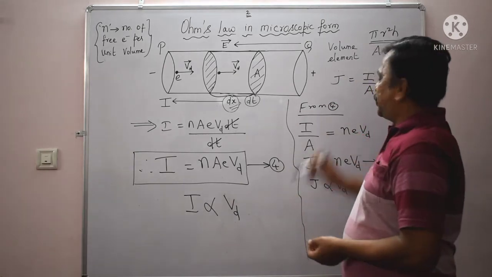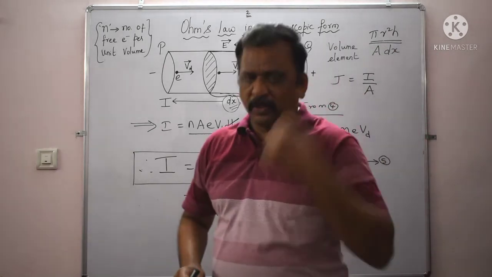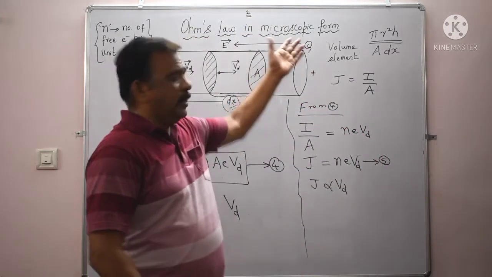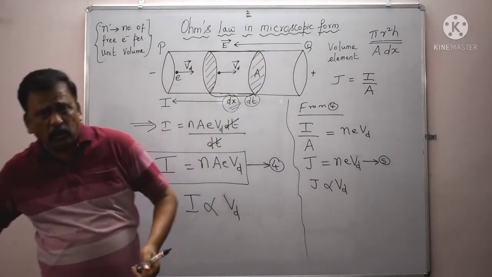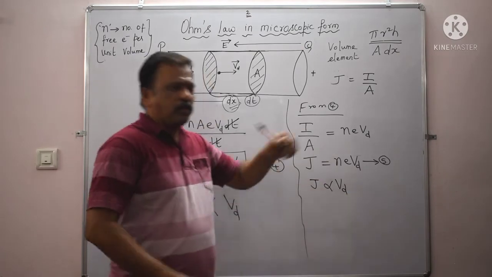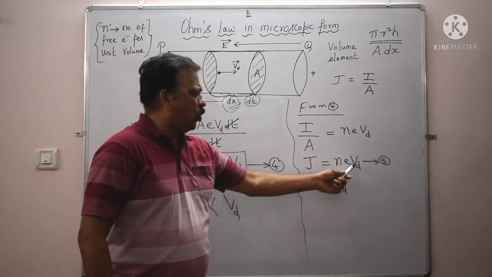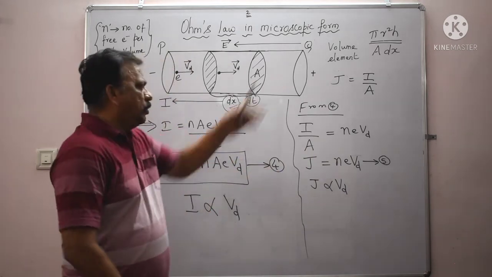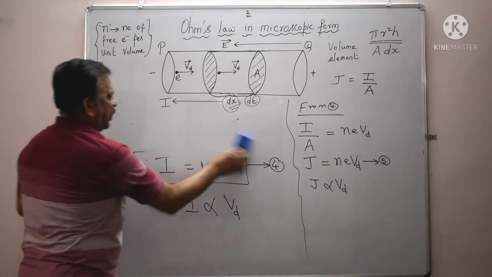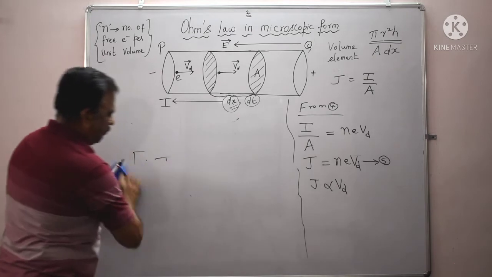Now, my destination is J is proportional to E. That is what we mean by Ohm's law in microscopic form, isn't it? So how to deduce J is proportional to E? We have got an expression J equals n into e into v sub d. So how to reach my destination?